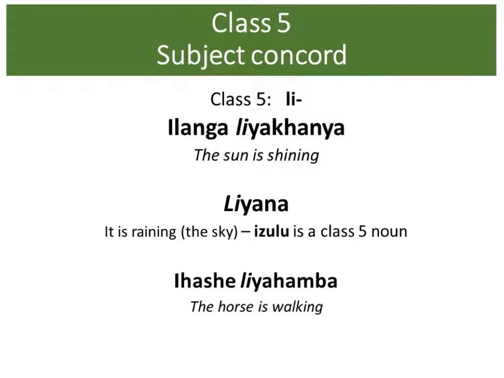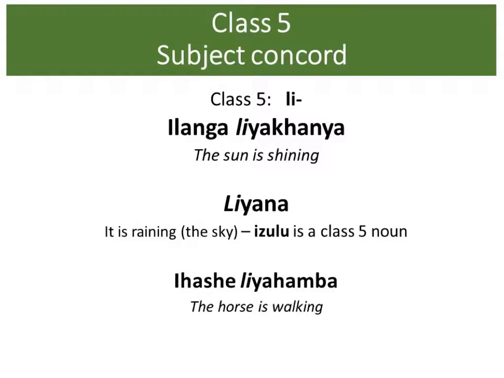It's when we look at the verb link that it becomes a little bit more interesting. So in class 5, the subject concord that's going to link our verb to our noun is "li." And so therefore a word like ilanga, when you want to say the sun is shining, again there's your verb kanya, ilanga liyakanya, with that "li" referring to your class 5 noun.